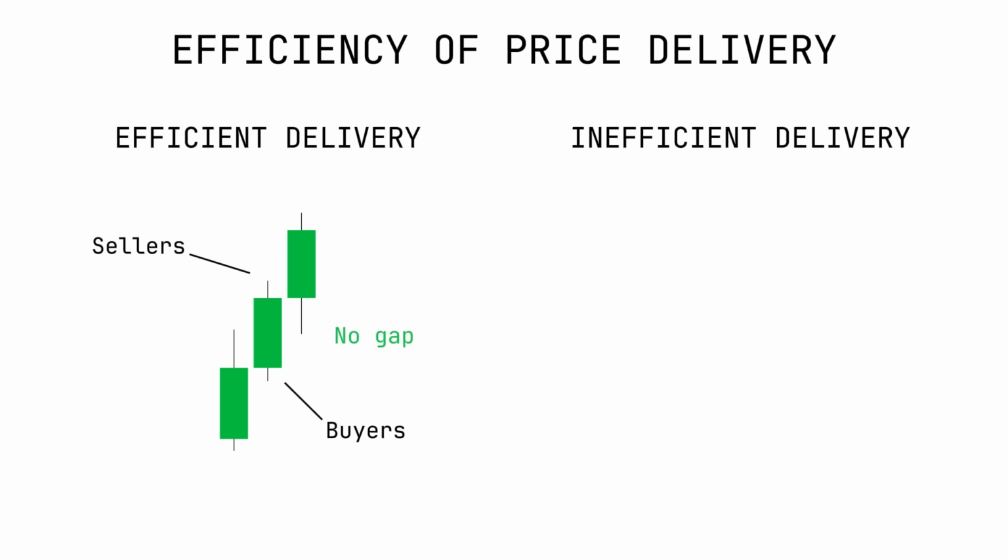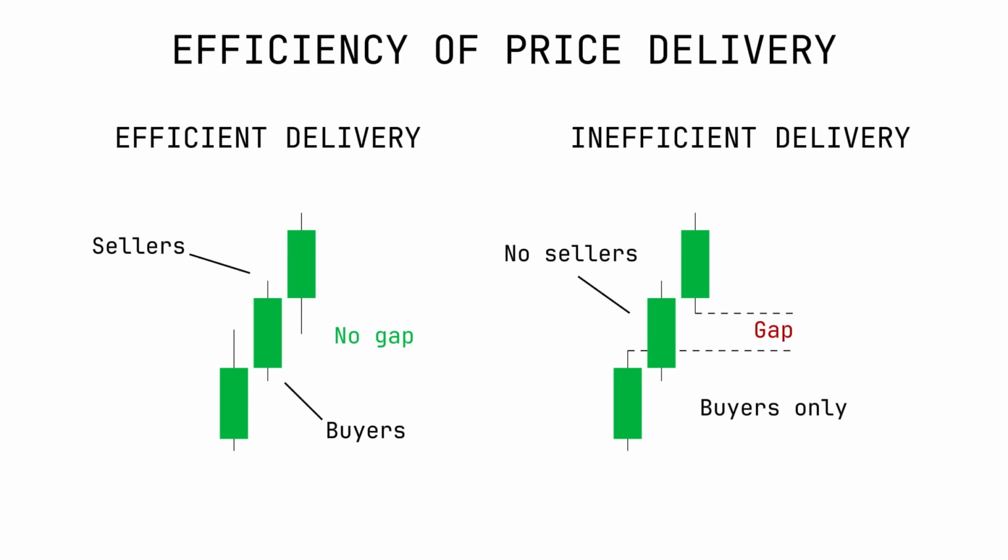The second factor is the efficiency of price delivery, which also comes in two types. The first type is called efficient delivery, because in the context of a certain market movement, there are both buyers and sellers present, allowing for a more even exchange of assets. It is important to consider that price delivery is always an unbalanced process in which one side, either buyers or sellers, dominates. The second type is inefficient price delivery, which implies that the exchange of assets occurs unevenly in certain price ranges between buyers and sellers.